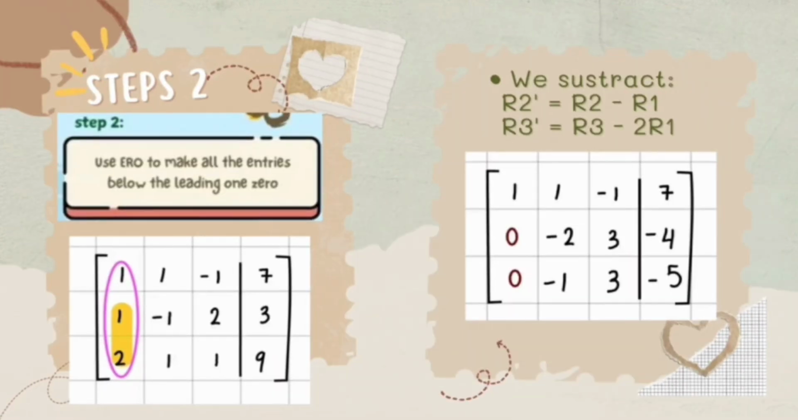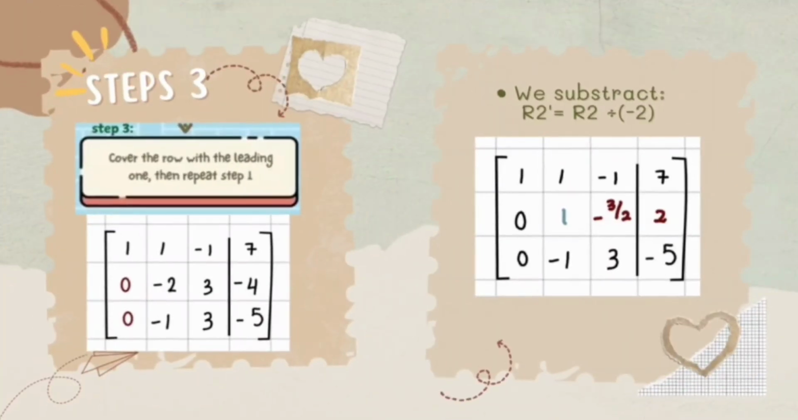Based on step 2, we need to use ERO to make all entries below the leading one into 0. So new R2 equals R2 minus R1, while new R3 equals R3 minus 2R1. Now we will move on to step 3.